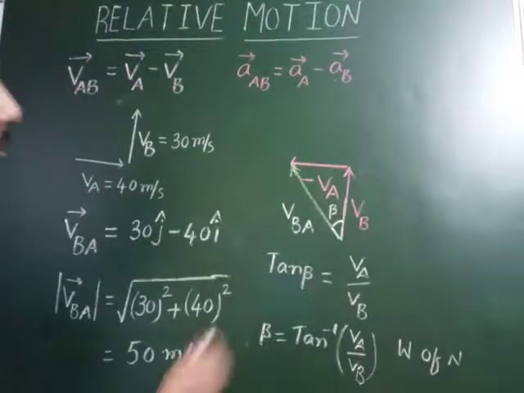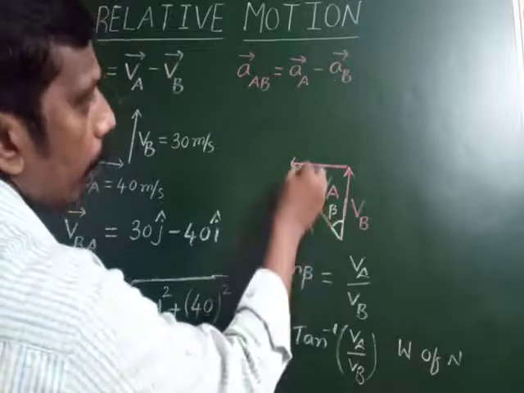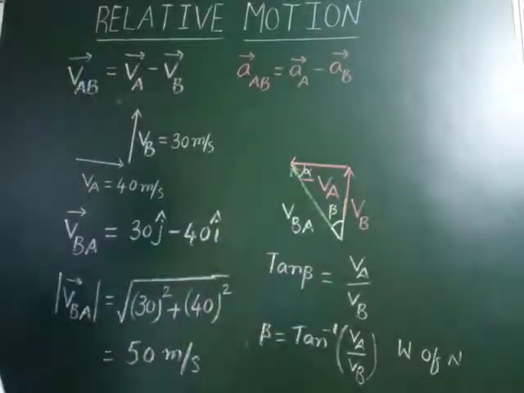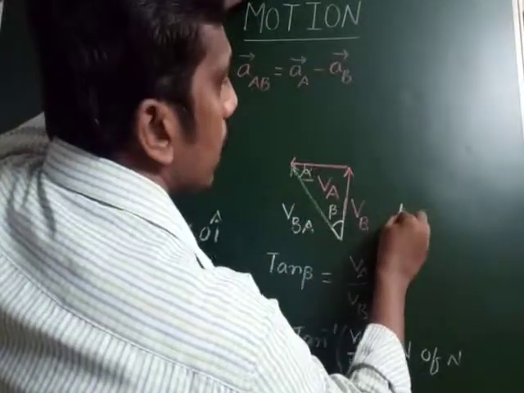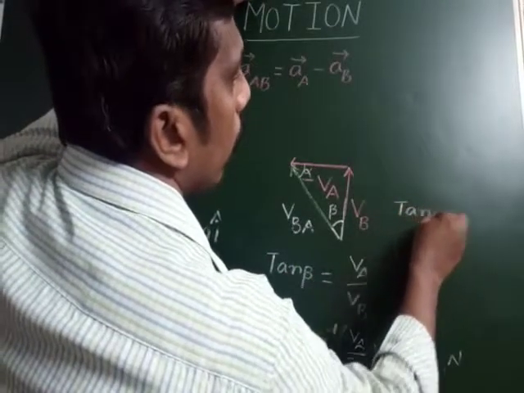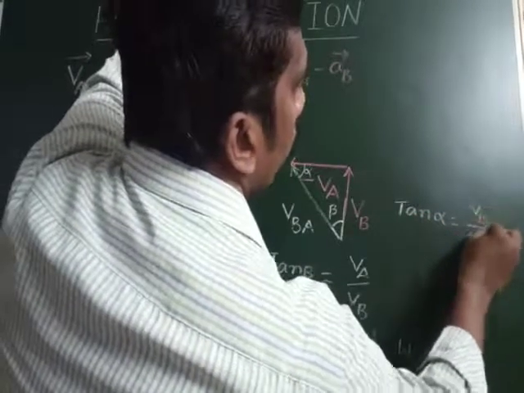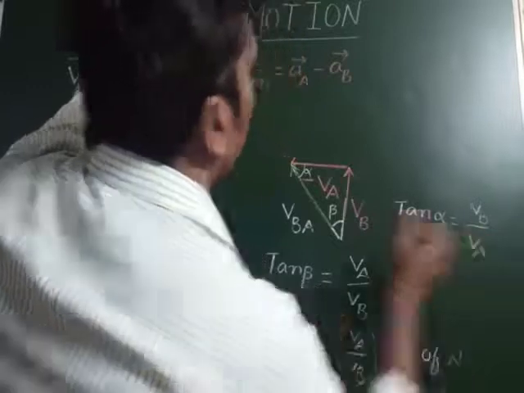Suppose the resultant vector VBA makes an angle alpha with VA, then we can write tan alpha is equal to VB by VA.